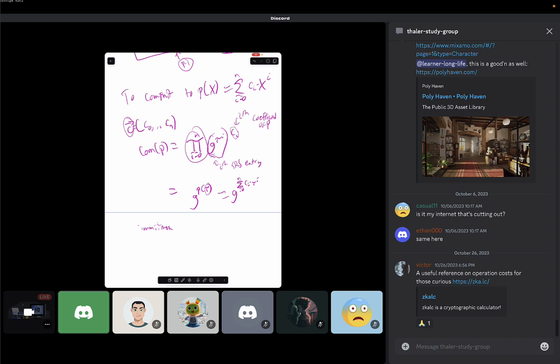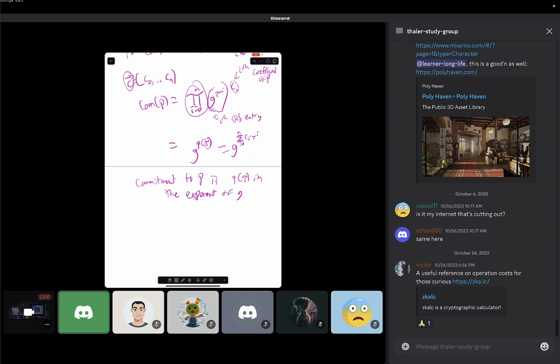So in words, the commitment to P, the KZG commitment, is the evaluation of P at tau in the exponent of G. And the SRS lets the prover compute that commitment, that is, evaluate P at tau in the exponent, without knowing tau. No one knows tau. That's why we need the SRS: to let the prover evaluate the committed polynomial at tau in the exponent without telling the prover what tau is.